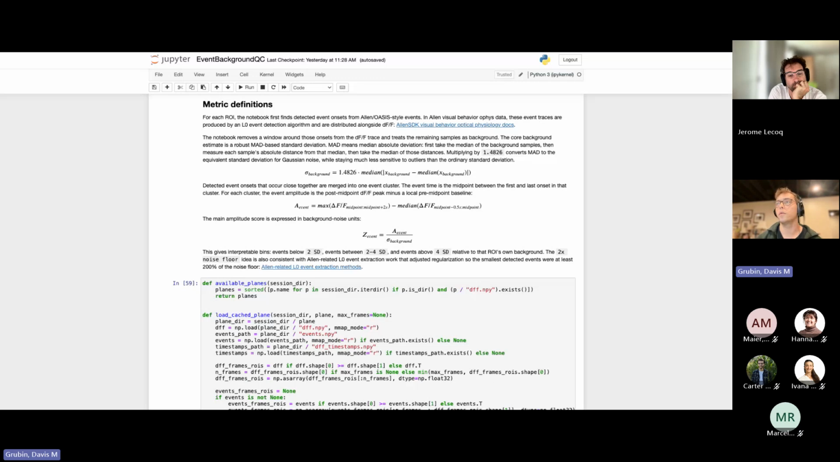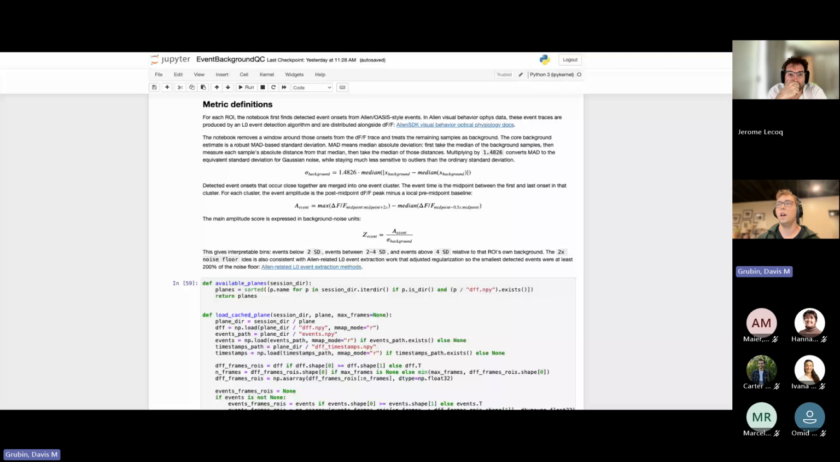After a suggestion from Jerome, we decided to get a background measure of an individual trace and then use the standard deviation of those events from that background trace to see, for a given trace, what proportion of their events, detected using Allen's OASIS style deconvolution method, are four standard deviations, 2 to 4 standard deviations, or two. So I used that as my starting point. And the way I defined the background measure I'll get into here.